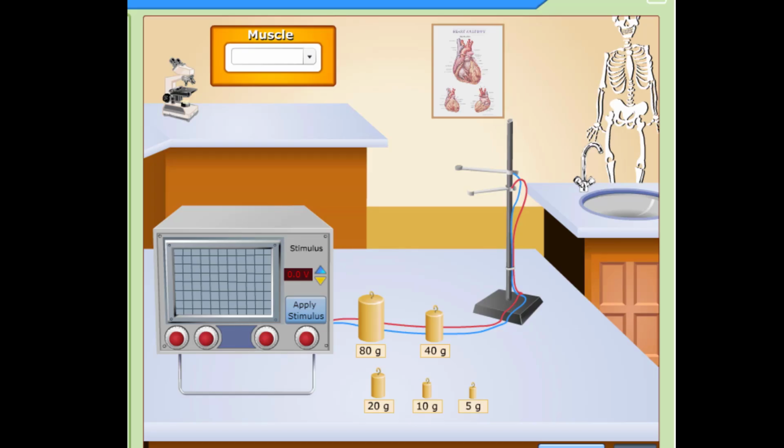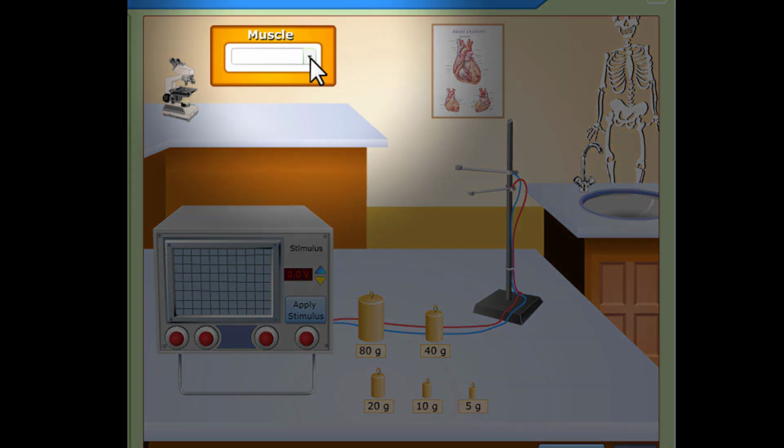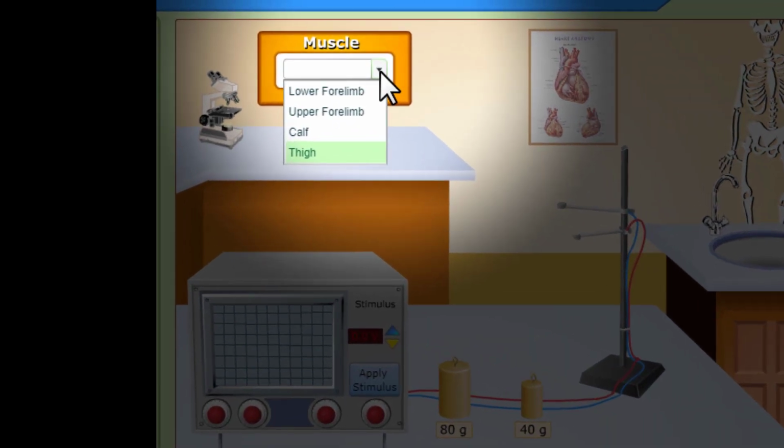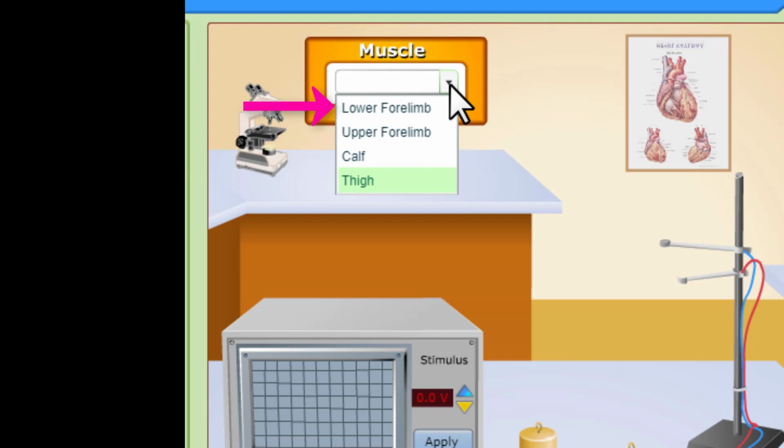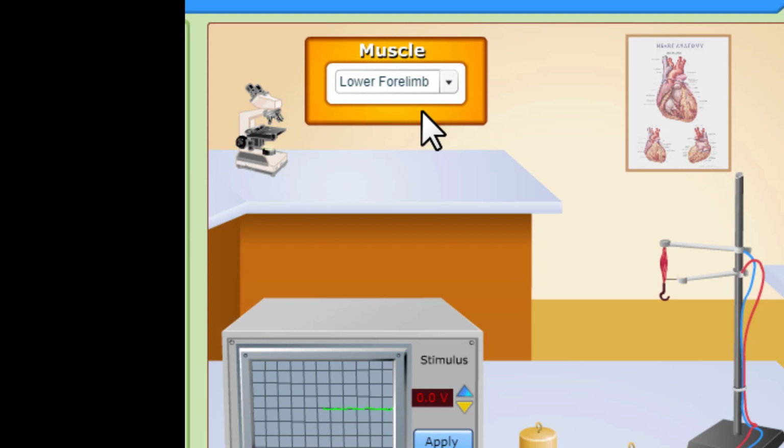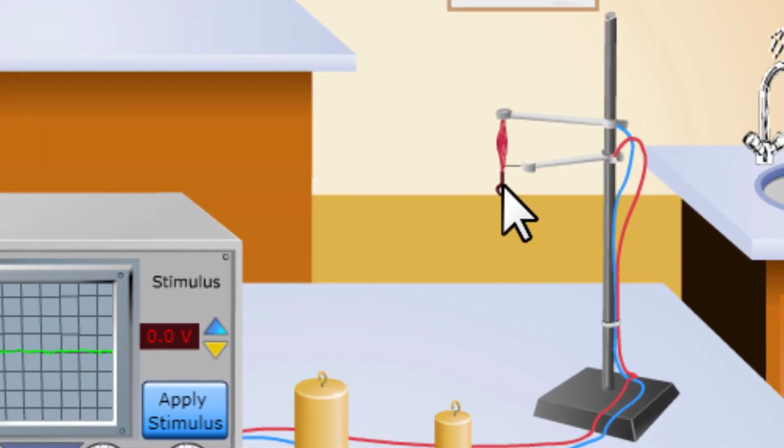Let's begin our experiment. We will begin by selecting a muscle by clicking the arrow under the word muscle. We can select lower forelimb, upper forelimb, calf, or thigh muscle. Let's begin with the lower forelimb muscle. You will see that the lower forelimb muscle has appeared.